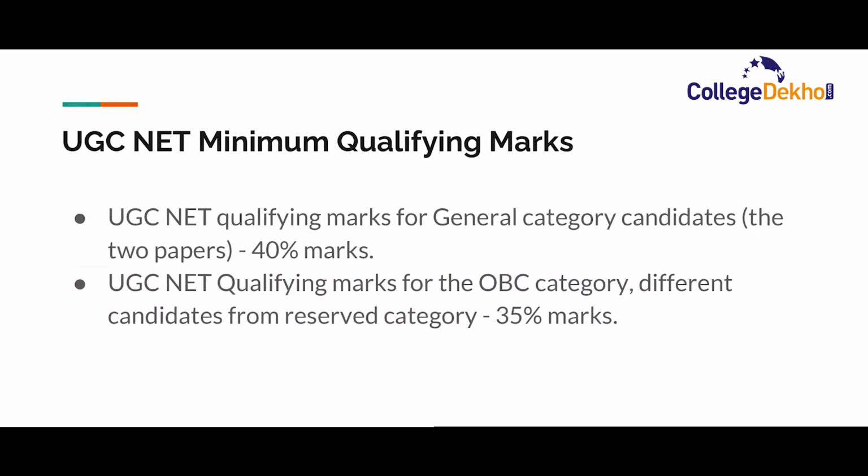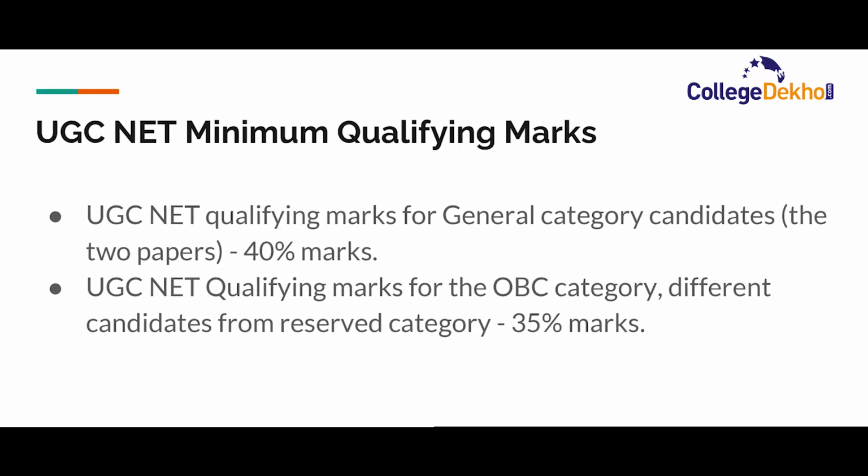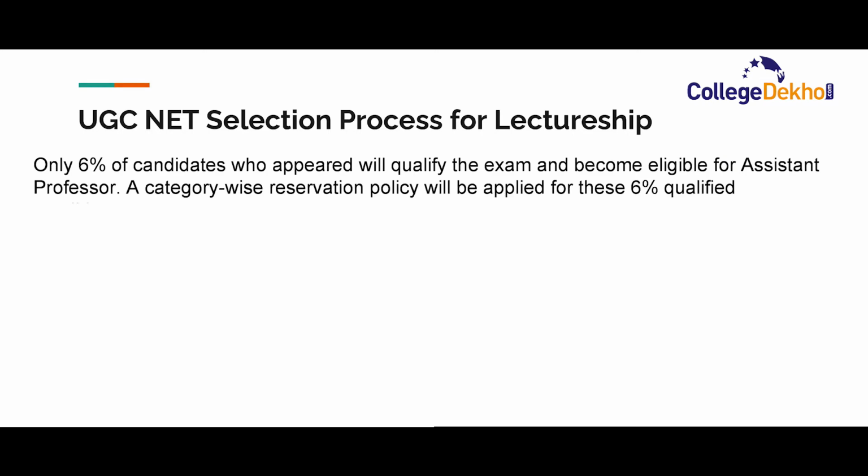Now that we are done with reservation policy and minimum qualifying marks, let us look at selection process for UGC Net for lectureship. It is important to understand that only 6% of the candidates who have appeared for UGC Net will qualify the exam, and these 6% candidates will become eligible for assistant professor. Category-wise reservation policies will also be applied for these 6% qualified candidates.